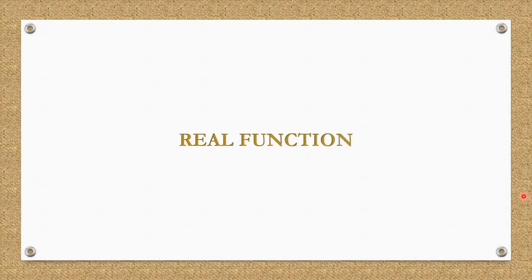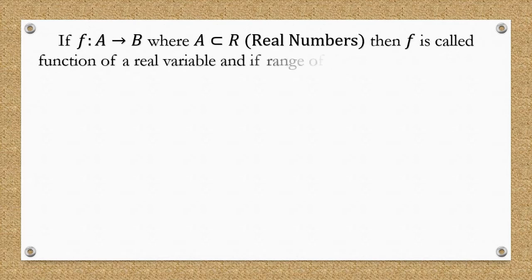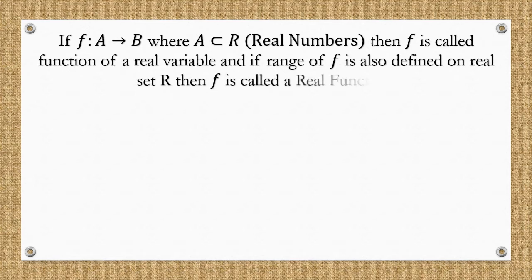I hope you guys have understood this concept properly, because now we are starting with the next concept, that is the concept of a real function. It's a pretty simple method, pretty simple equation, something which every one of you can do easily. Let's understand what is the meaning here. If f is a function from set A to B, where A is a subset of real numbers, that is A belongs to real numbers, then f is called a function of a real variable. And if the range of f is also defined on the real set R, then f is called a real function.